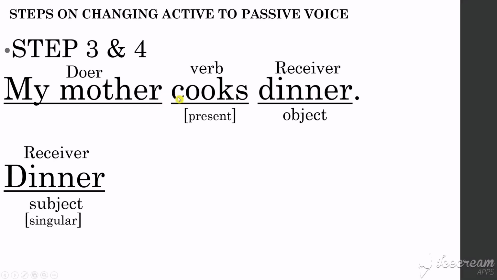My mother, which is the doer or the subject of the sentence. Cooks, which is the verb of the sentence, and it is in present tense. And then the object here, or the receiver here, is dinner.